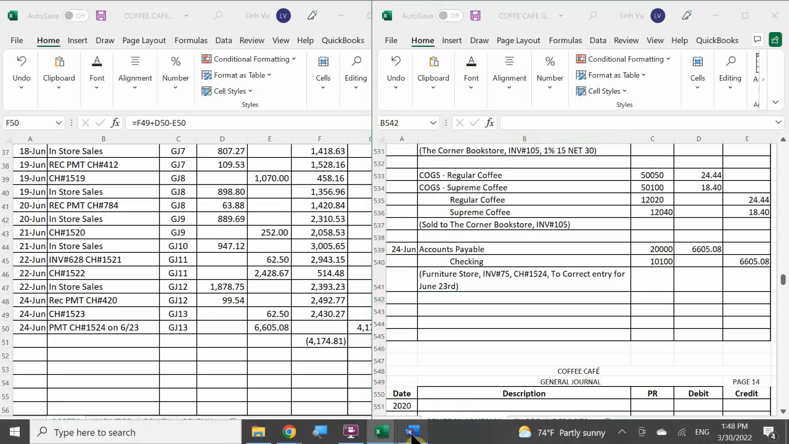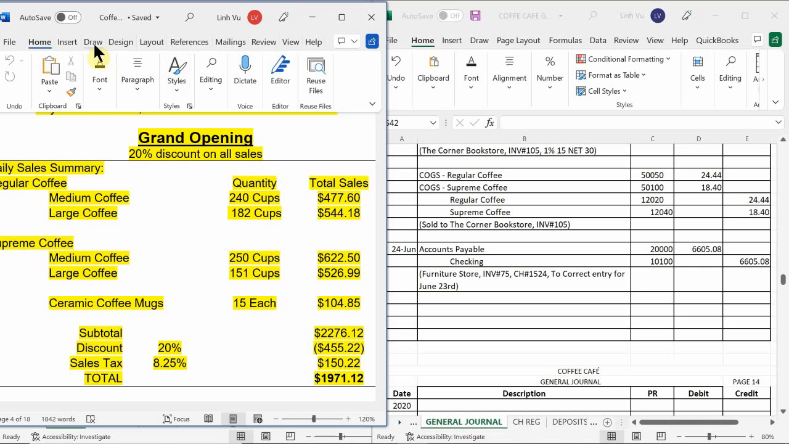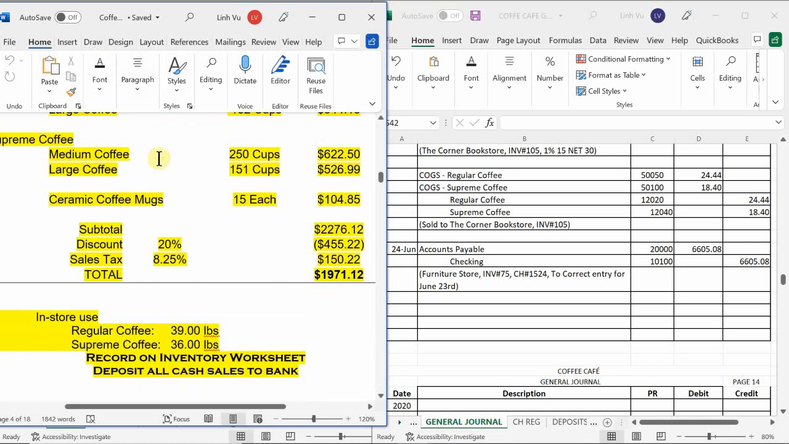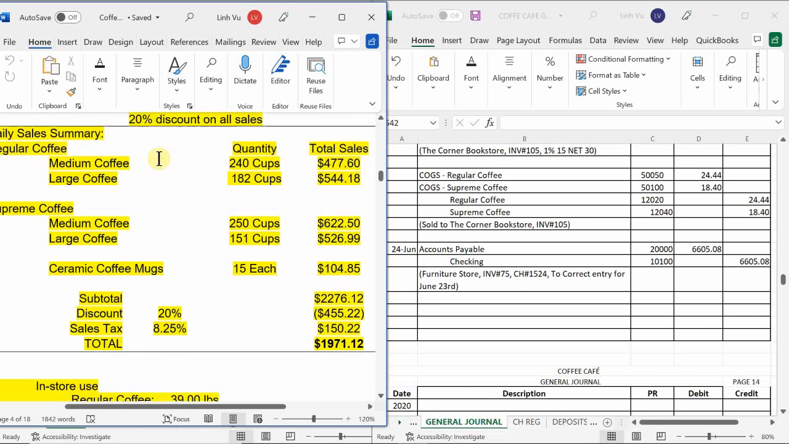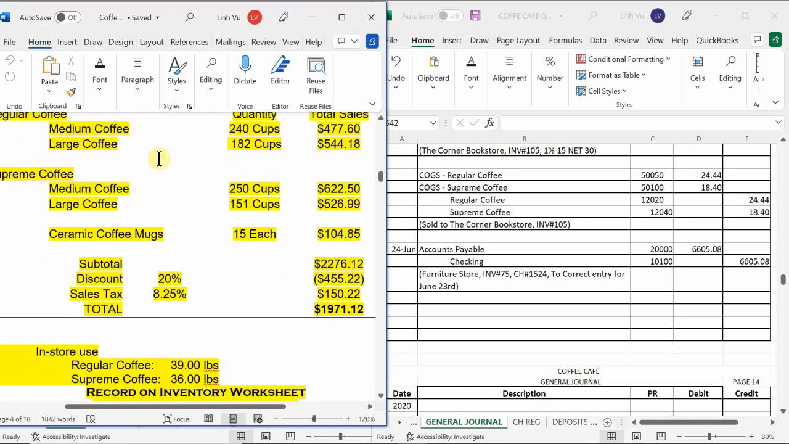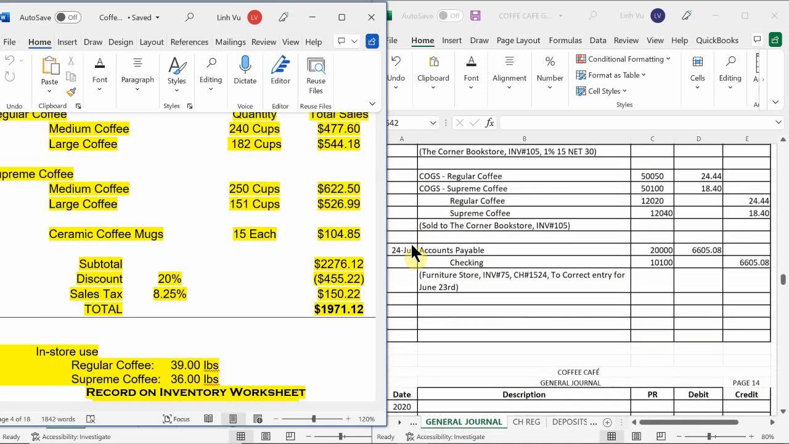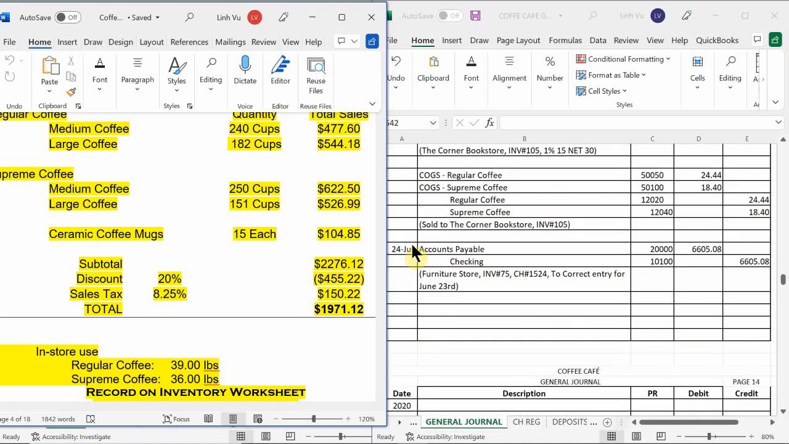Which is going to be putting in our grand opening sales, okay? So our grand opening sales, right? We're going to have to put this in as well as plug in our numbers for our inventory worksheet. And we do need to put the correcting entry in there for June 23rd, okay?